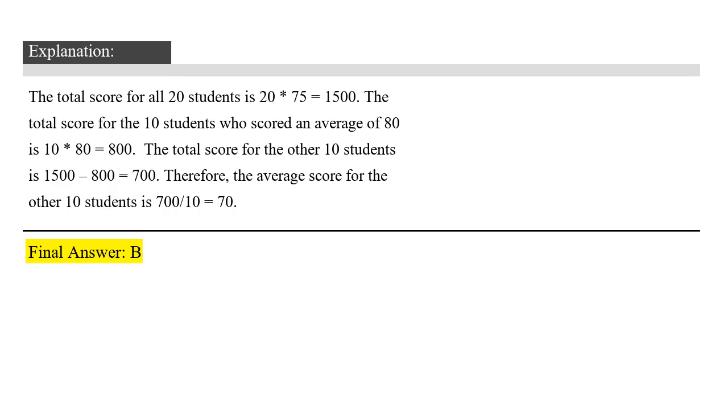The total score for all 20 students is 20 times 75 equals 1,500. The total score for the 10 students who scored an average of 80 is 10 * 80 equals 800. The total score for the other 10 students is 1,500 - 800 equals 700. Therefore, the average score for the other 10 students is 700 divided by 10 equals 70.